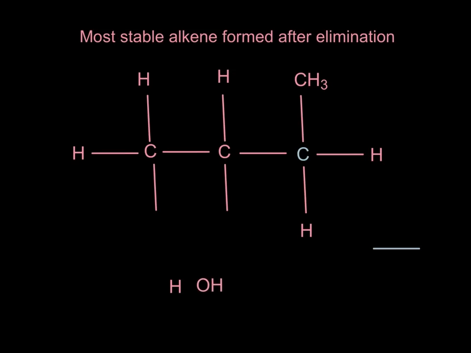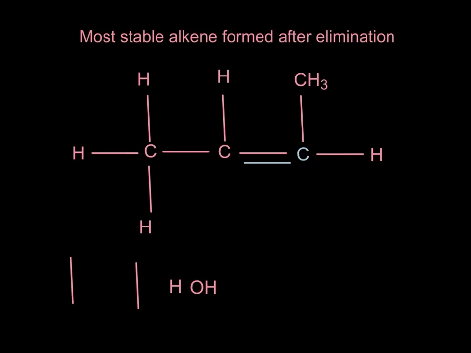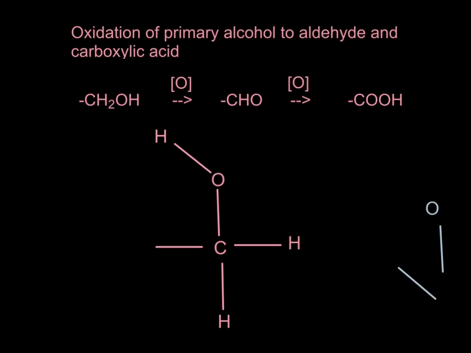Comparing but-1-ene, there is only one substituent alkyl group on the C=C double bond, while in but-2-ene, there are two. Therefore, but-2-ene is more stable than but-1-ene.